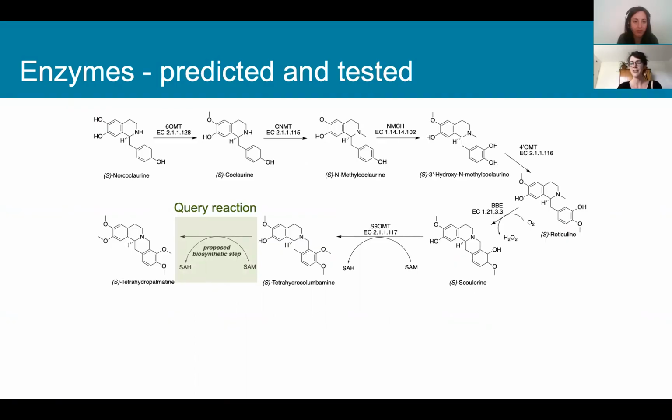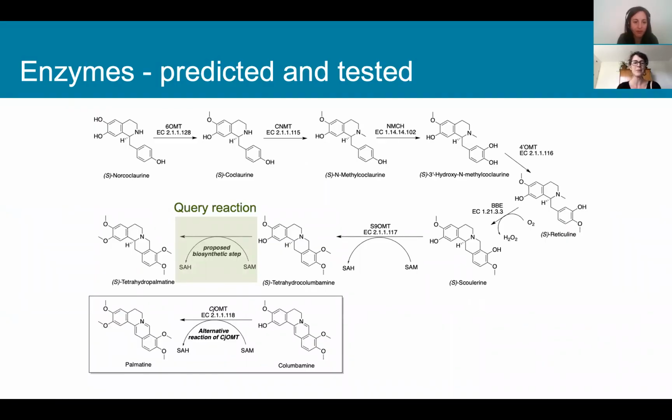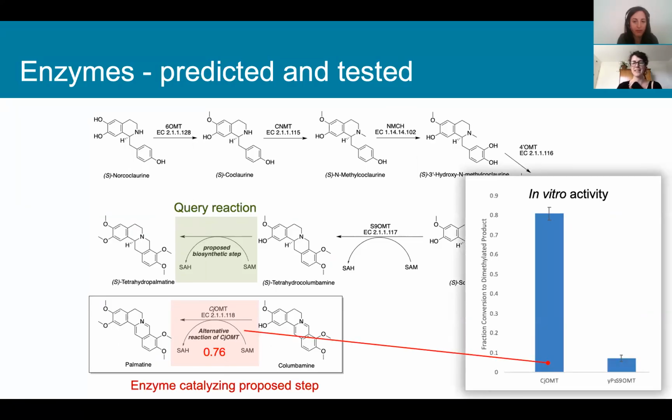So here's the query reaction that we wanted to engineer. And here is the enzyme with the top score that was predicted. And we found this enzyme in Coptis japonica, so one of the plants that also naturally produce tetrahydropalmitin. And then we put this enzyme in the yeast, and we saw that we can actually produce tetrahydropalmitin. So we were very happy.